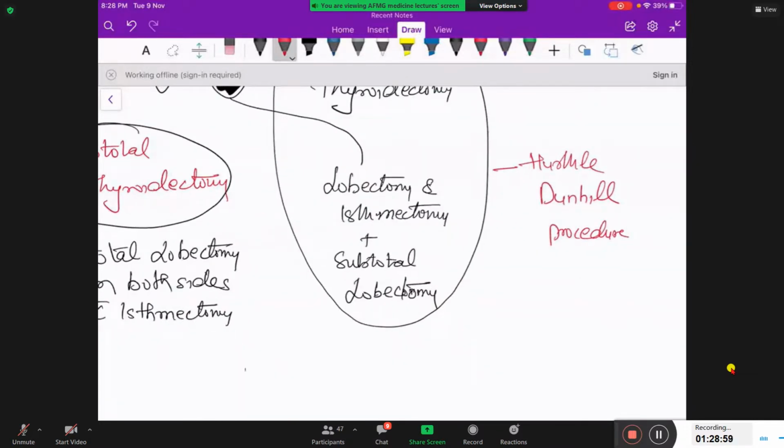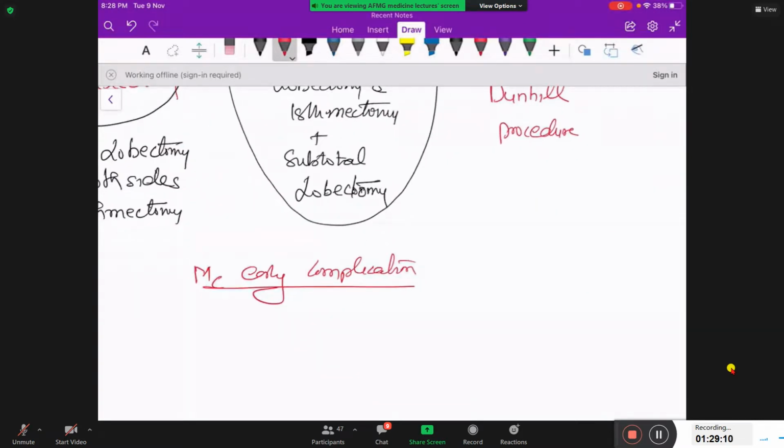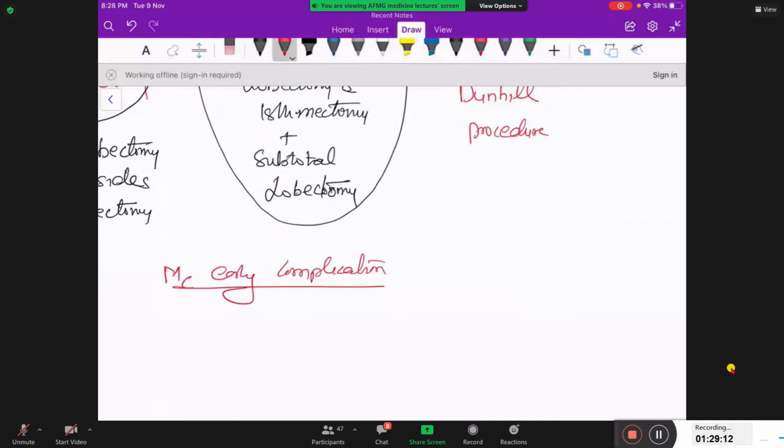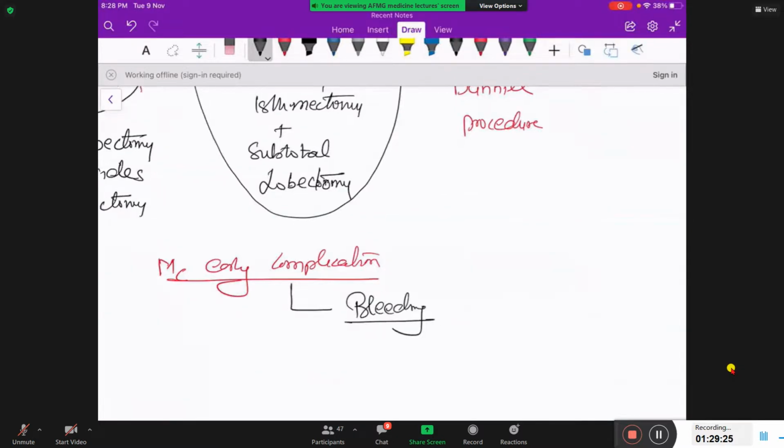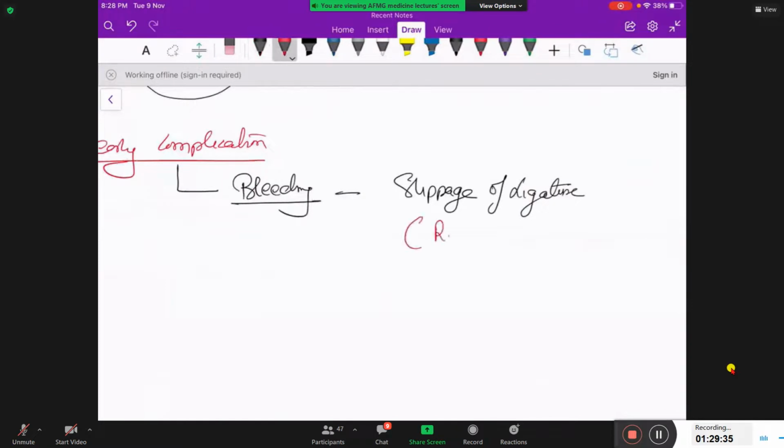Now, what is the most common early complication? What is the most common early complication of thyroid surgery? Very commonly asked question. The most common early complication of thyroid surgery is bleeding due to slippage of ligature. Whenever there is a slippage of ligature, you must be aware it is called reactionary hemorrhage.